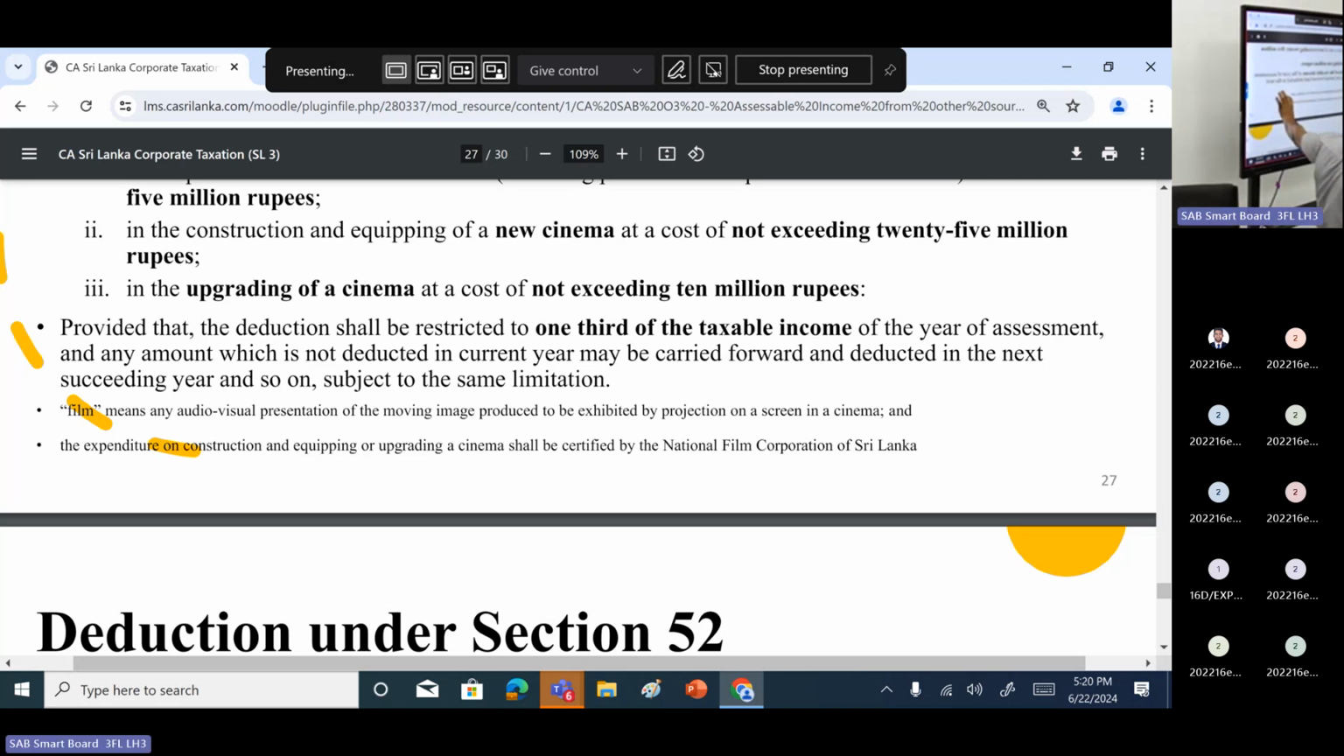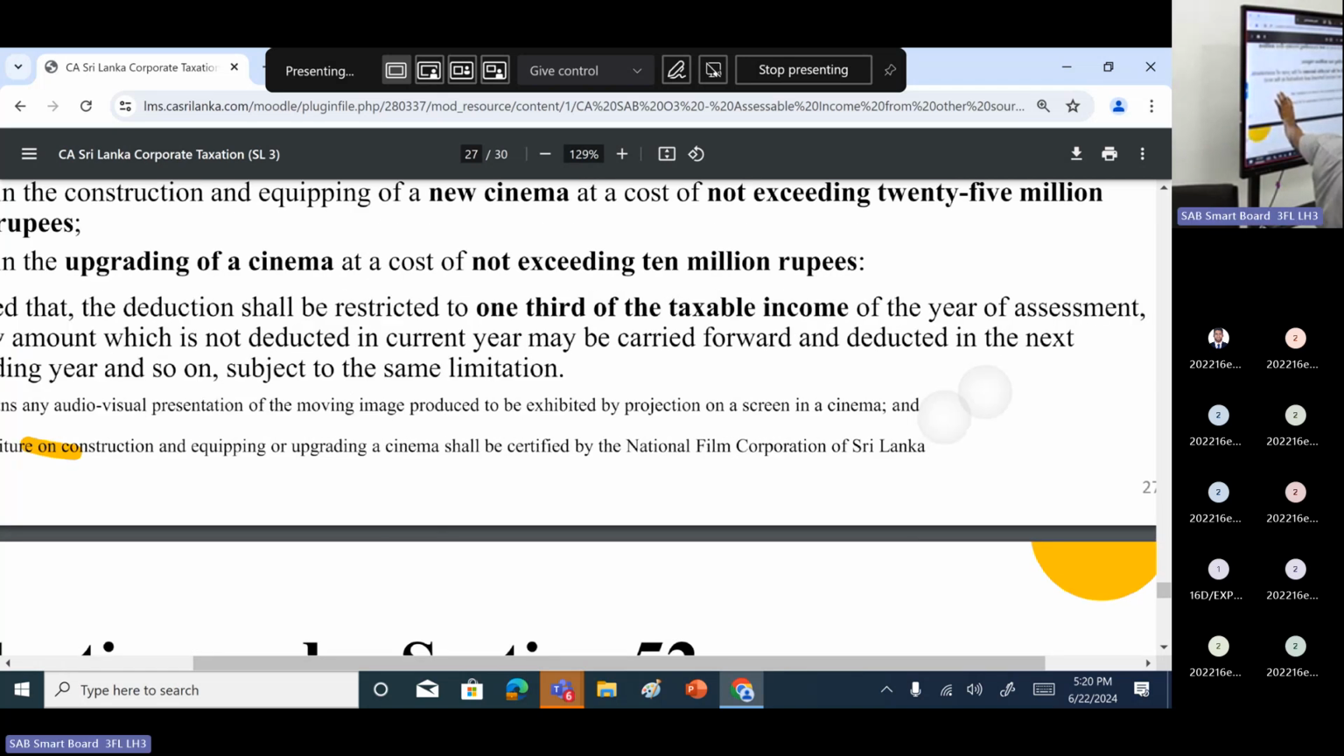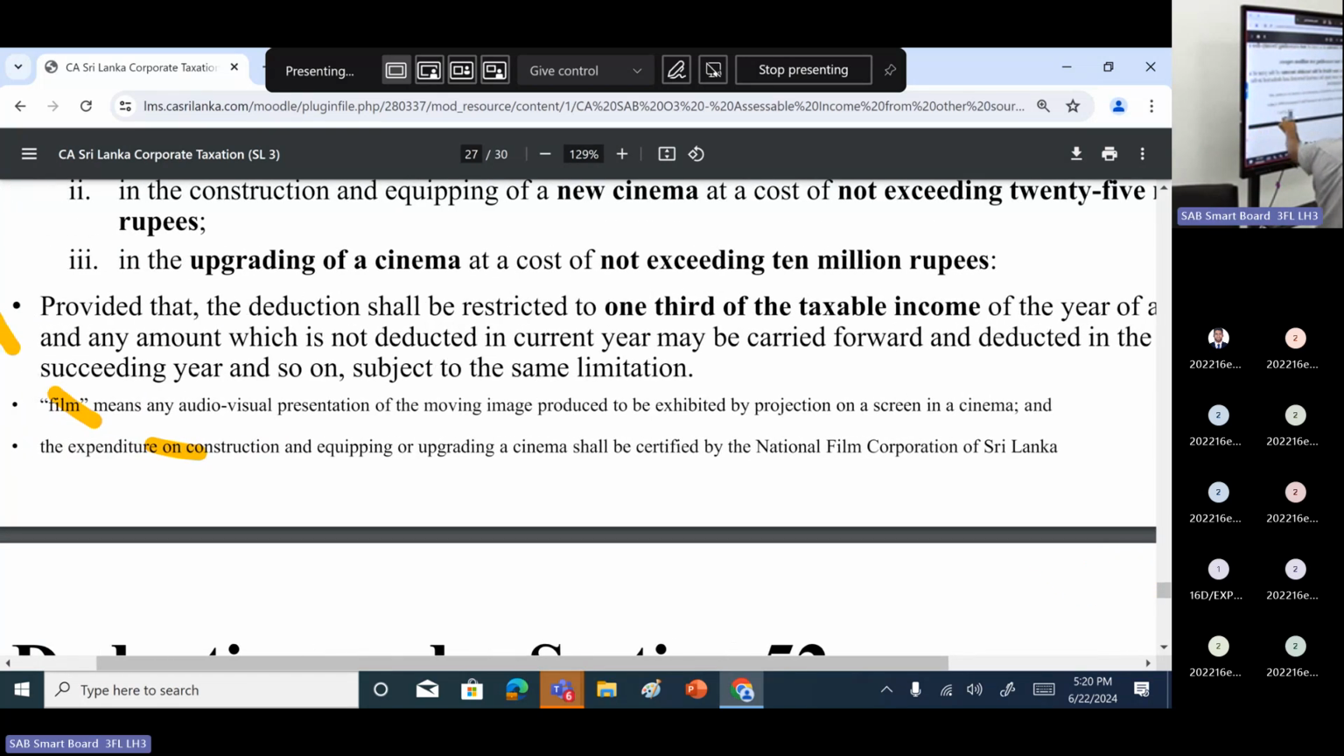They are checking how much they have spent, and with their approval, they can do that expansion or whatever. On that, they can give a certificate. The National Film Corporation gives a certificate stating how much that particular person invested and what instruments they have newly used for the upgrade purpose. Based on that certificate, we can see that.